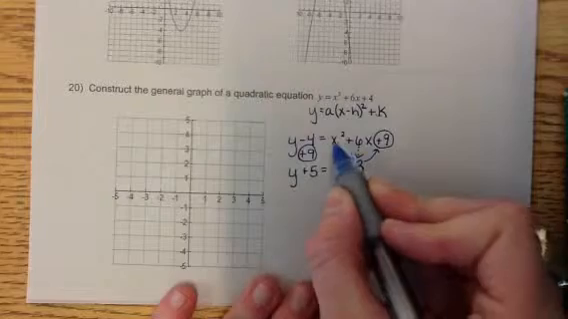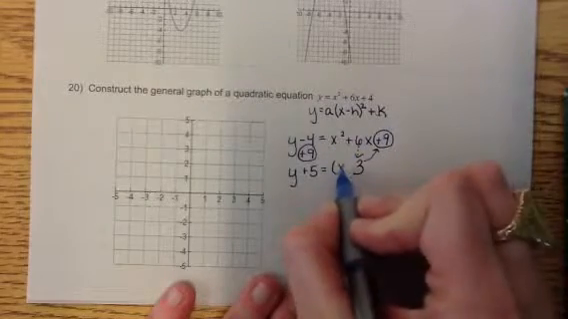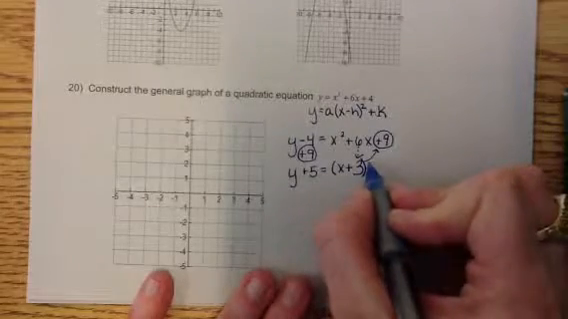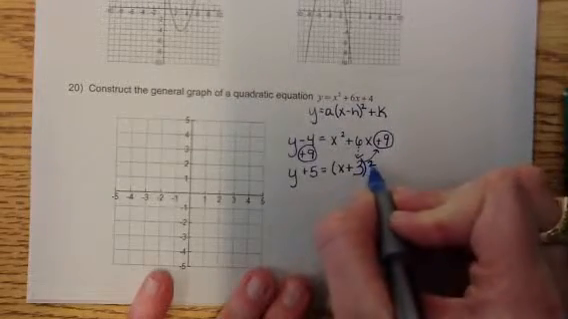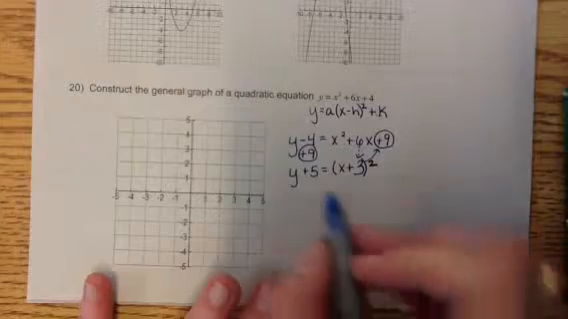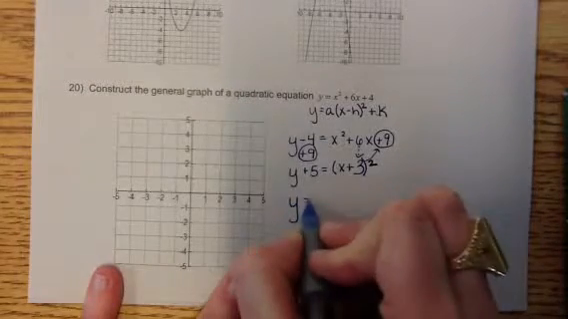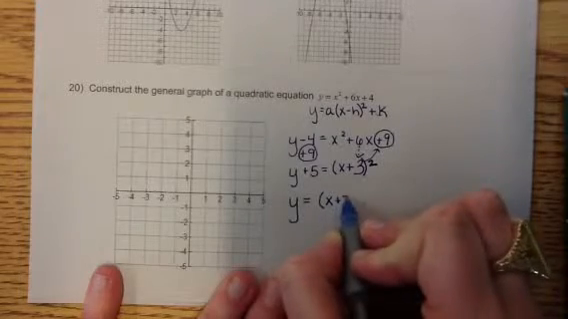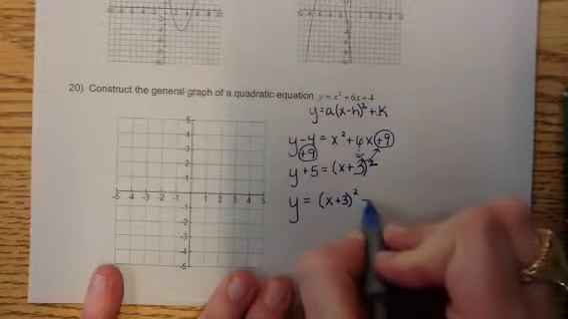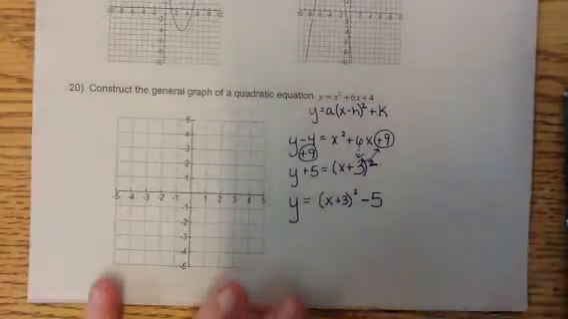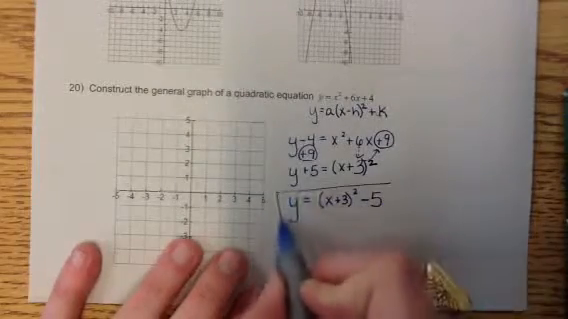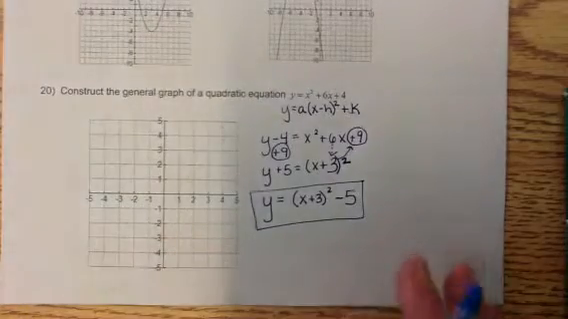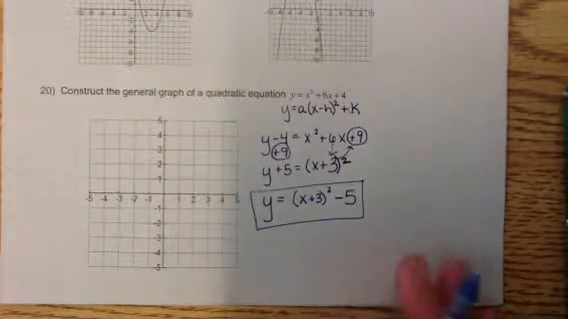This now factors. If I asked you to factor, you'd say x plus 3 times x plus 3, and we're going to write that as x plus 3 quantity squared. Then we would move the 5 over. So I have y equals x plus 3 quantity squared minus 5 because I subtracted. That is the first step in graphing. You want to get it in what we call vertex form. And now we have it in vertex form.